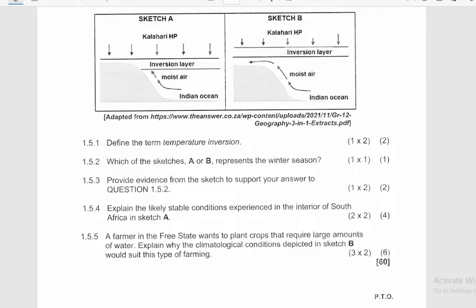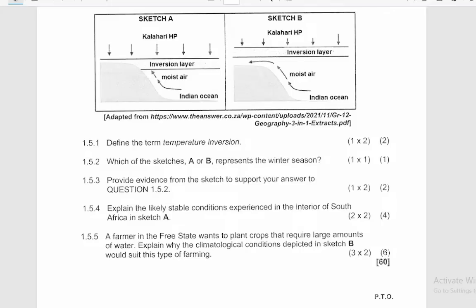The situation will explain that the inversion layer is above the plateau. You can see that it is there. Why is it above the plateau? Because there is weaker descending air. This Kalahari high pressure cell is not active, it's not strong, it's failing to push the inversion layer downward. So what is the implication? Warm and moist air from the Indian Ocean is going to access the plateau. It's going to reach the surface. What is it going to do? It is going to cause wet conditions over the interior. Condensation will happen, clouds will form, and we'll experience precipitation over the interior.